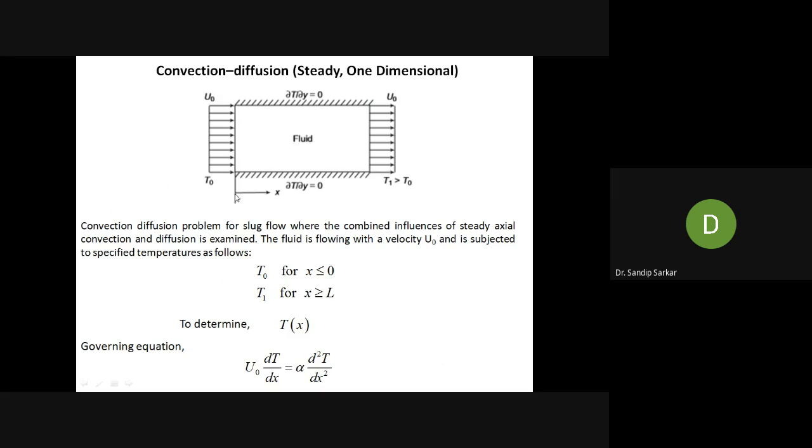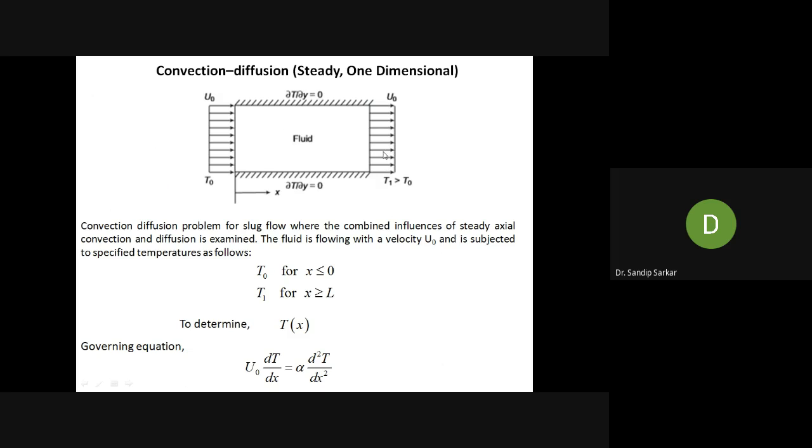This is your x direction, and this is your y direction. There is no variation of velocity along the y direction. This is called slug flow. Very low Reynolds number flow, something like creeping flow, though creeping flow is much lower than slug flow. For example, flow of liquid steel, liquid metal, those kinds of flow situations are called slug flow.